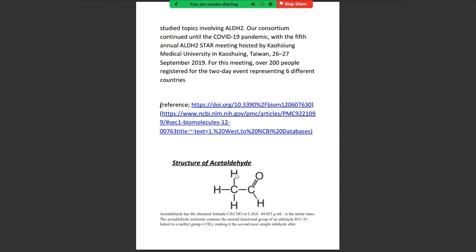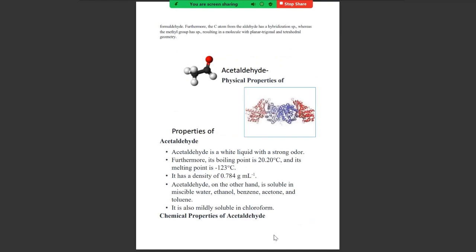And then we talk about the structure of acetaldehyde. Acetaldehyde has the chemical formula CH3CHO and a molar mass of 44.053 grams per mole. The acetaldehyde molecule contains the normal functional group of an aldehyde, CHO, with a double bond of O, linked to the methyl group, making it the second simplest aldehyde after formaldehyde.